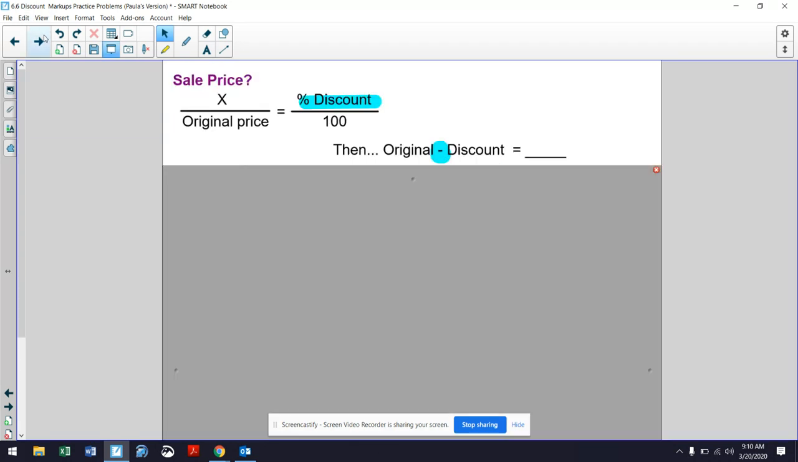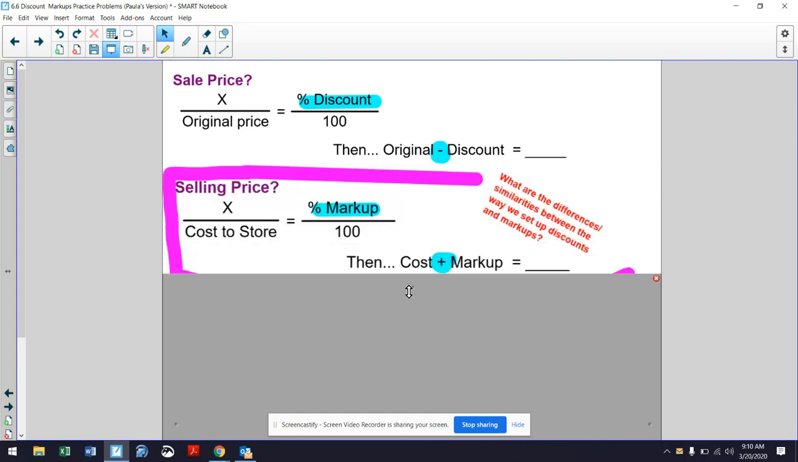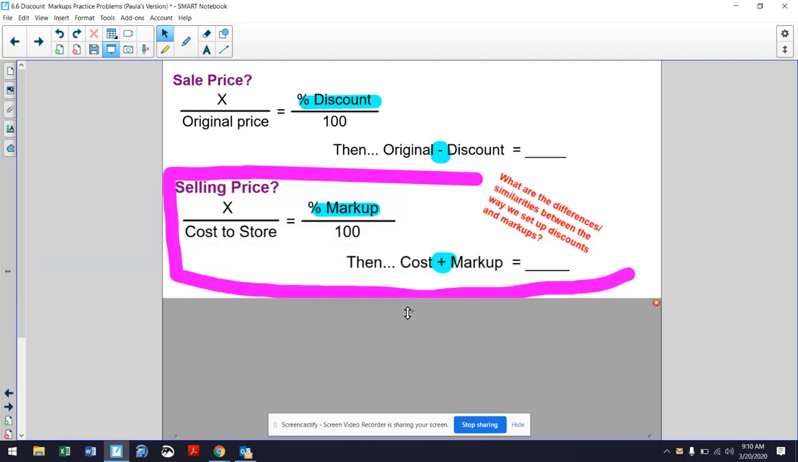So when we wanted to find a sale price and we knew the original price and the percentage discount, this is what we used. And then when we got that amount, we had to subtract it from the original price. So very similar when we're talking about a markup and we want to find the selling price, so how much the store or the individual is selling an item for. Instead of percent of discount, we put the percent of markup over here over 100, and this time we're adding it to the cost. Remember, this is more than what it originally cost.